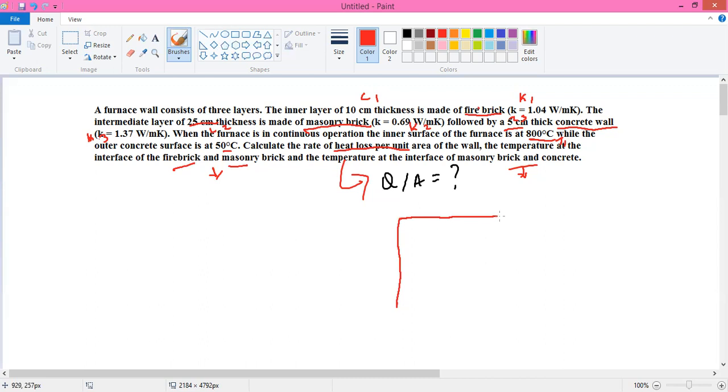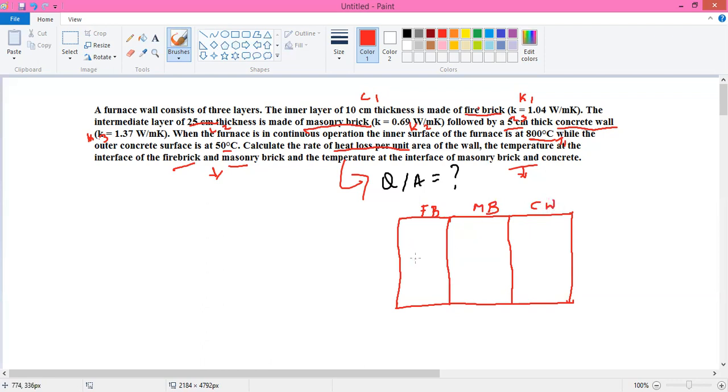So I draw the three elements. Take this as the first element, the fire brick, shortly named FB. The next one is the masonry brick, MB. And the third one is the concrete wall, which I take as CW.